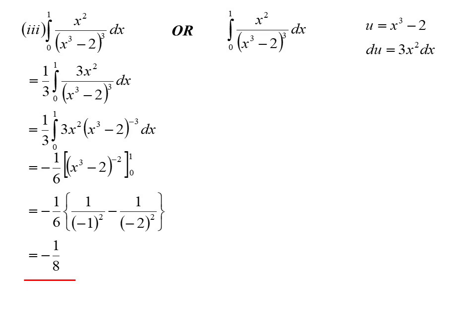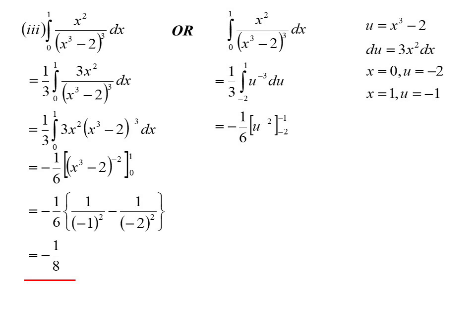Remember I said there's something a little bit extra we have to do for substitution here? Because those limits are also referring to x, not to u. So I've got to change those limits as well. But I've got a formula. u equals x cubed minus 2. So when x equals 0, u is negative 2. But when x is 1, u is negative 1. I can now change my integral into something a lot simpler.